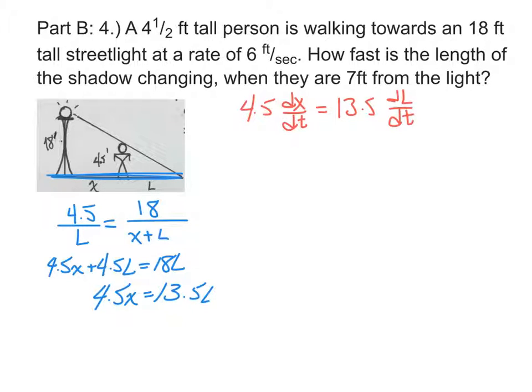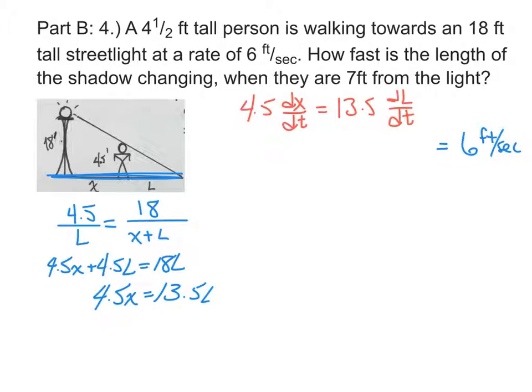If we go back into the problem, we realize that it says the person is walking towards the streetlight at a rate of 6 feet per second. So that is one of the rates. Some rate is going to be 6 feet per second.